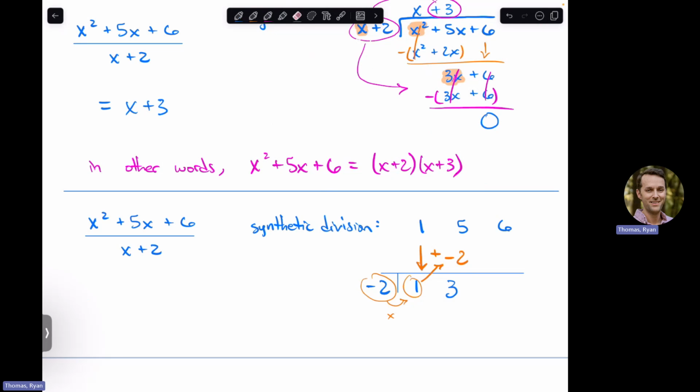And then we do the same thing again. So I'm going to erase some of the stuff there, just so there's a little bit less in the way. Change colors too, maybe. So now I look at these and multiply. -2 times 3 is -6. And then again, we add down the column. -6 plus 6 is 0. And that last position gets boxed off as well.